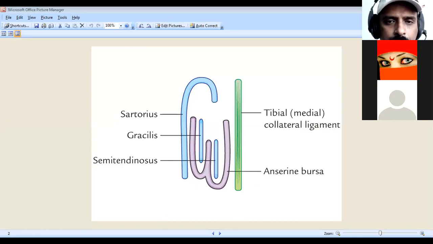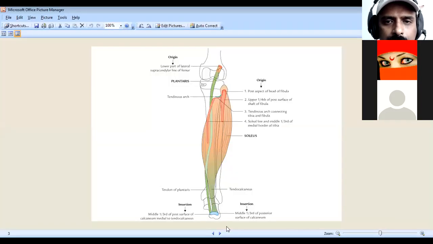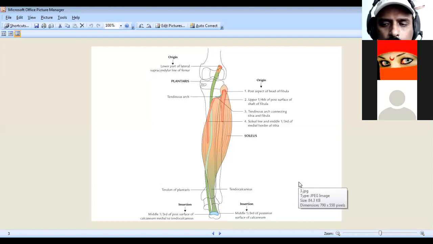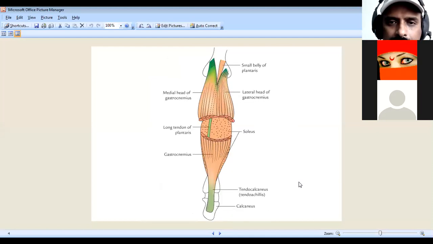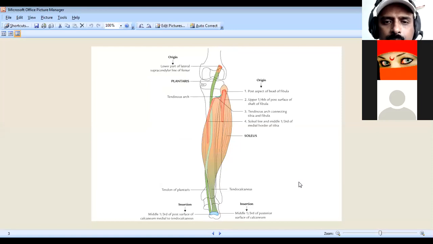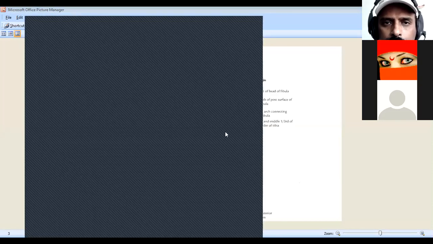So next comes the most important muscle that we are going to study. Here you have two muscles, the soleus and the plantaris, and the tendocalcaneus. So that you have to remember. In this, we have to study first one muscle.